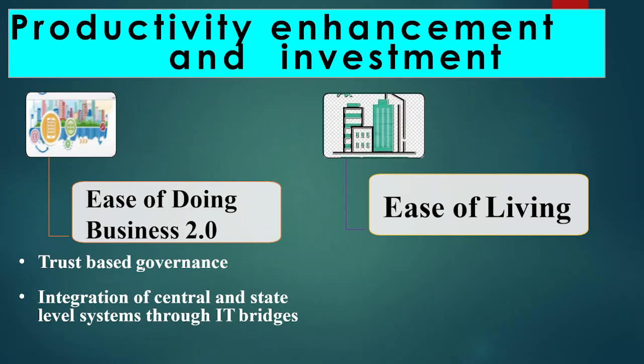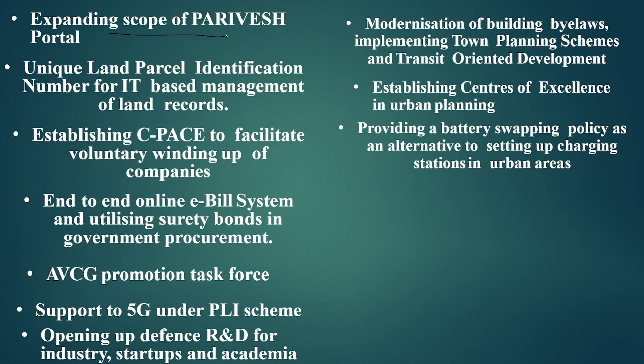Okay, next point is productivity enhancement and investment. So how the productivity enhancement and investment would be made in this year's budget. So basically ease of doing business 2.0 would be launched, and there would be focus on ease of living also. So if I talk about ease of doing business 2.0, there would be trust based governance, integration of central and state level systems through IT bridges, expanding scope of Parivesh portal. There would be unique land parcel identification number for IT-based management of land records.